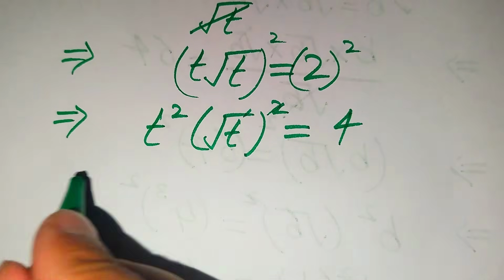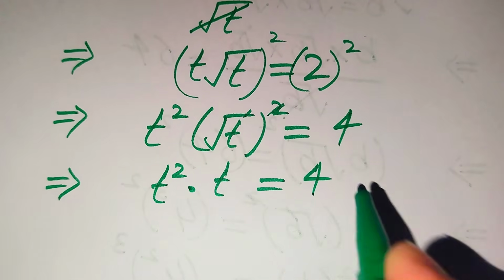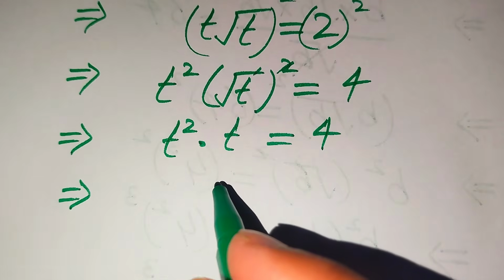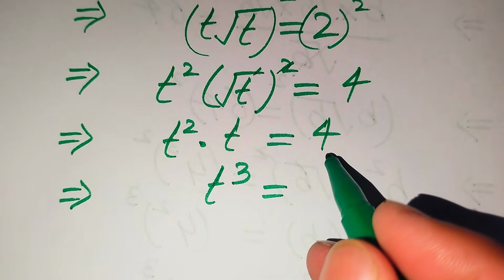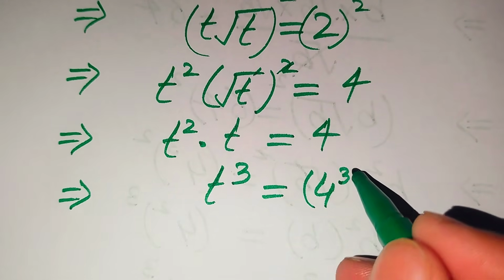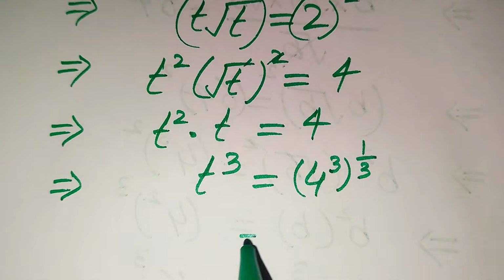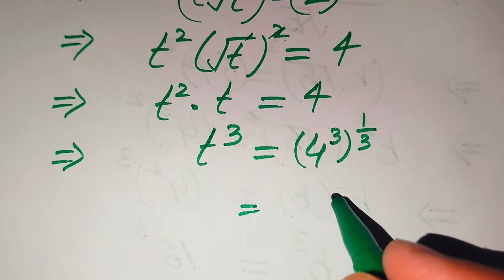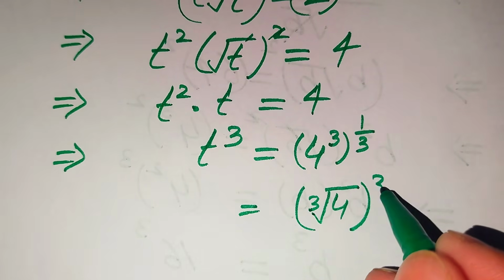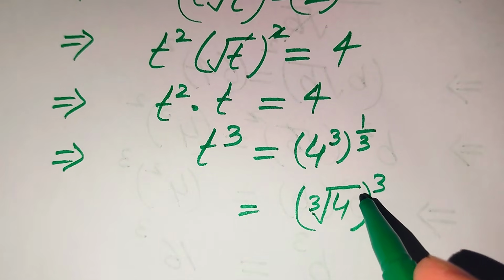Now you see this square and this square root are gone, and we write it as t squared multiplied by t equals 4. And now t squared times t becomes t cubed equals 4, and we write this 4 as 4 to the power 1/3, cubed. In other words, this is the exponential form, and we write it into the radical form as the cube root of 4, whole cubed. We multiply and divide the exponent of 4 by 3, so it will be written in this form.